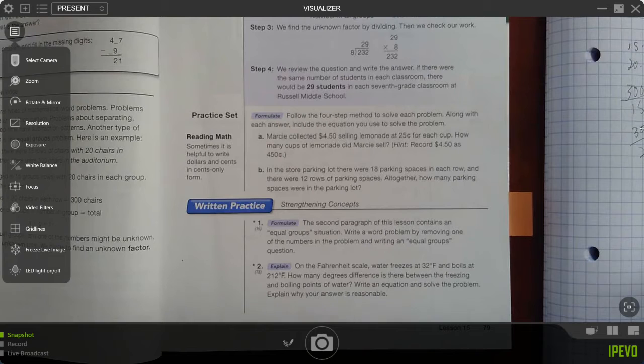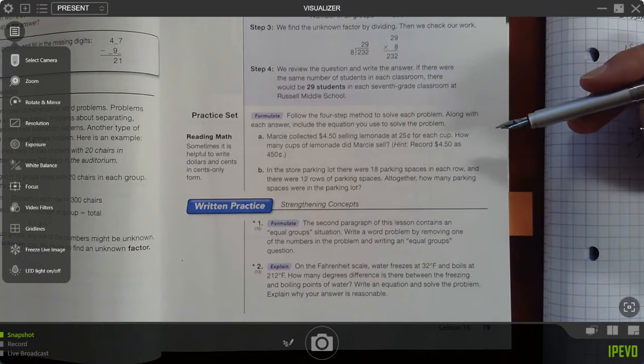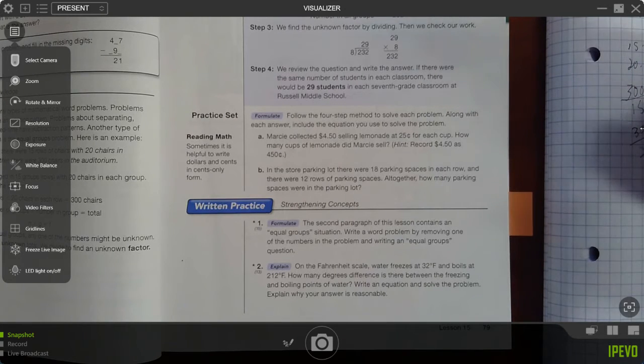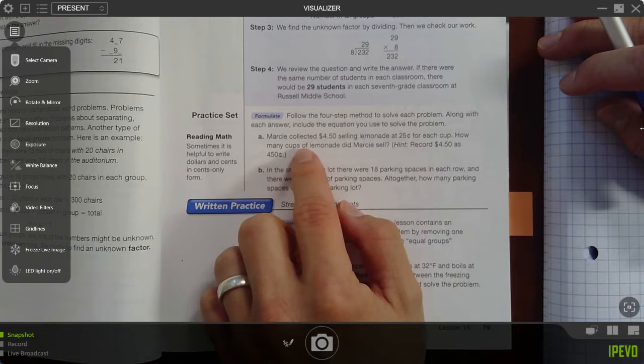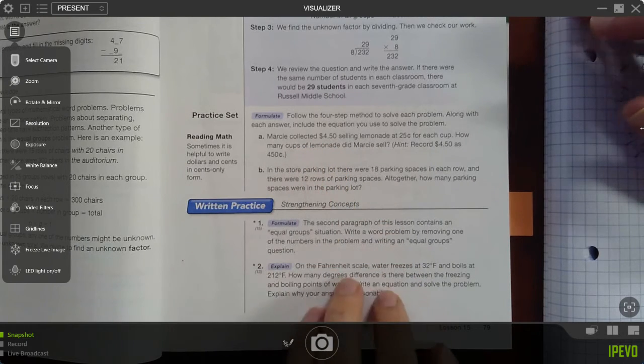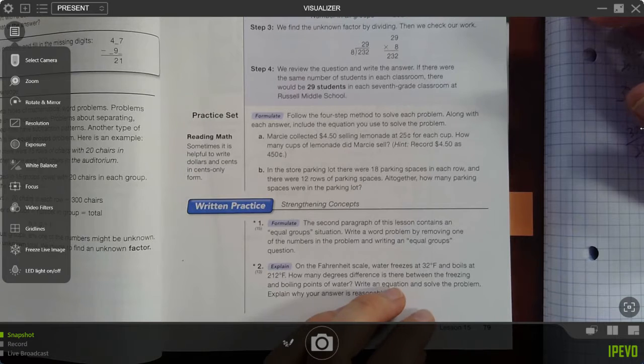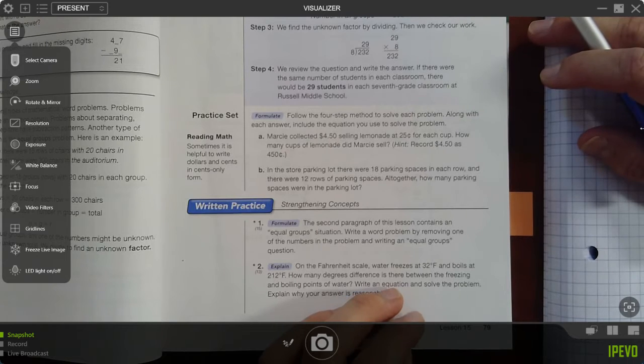But so let's see, for your practice set, super easy, 2 questions. Follow the 4-step method to solve each problem. You can just go ahead and try and solve this, right? Marcy collected $4.50 selling lemonade at 25 cents per cup. How many cups of lemonade did she sell? You can either do 25 cents as 0.25, or you can switch this to 450, right? And then you do a division problem, and you figure out how many times 25 cents goes into 450, or $4.50, okay? And that'll tell you how many cups she sold.